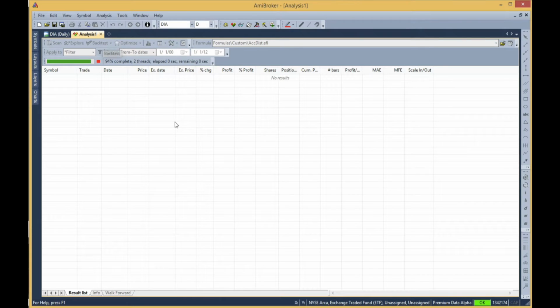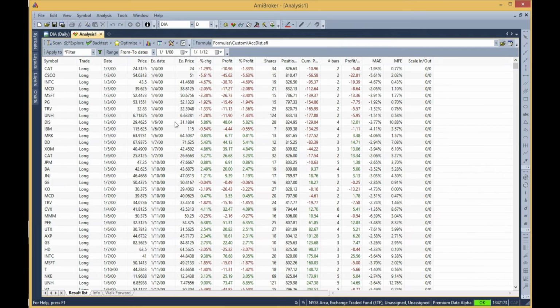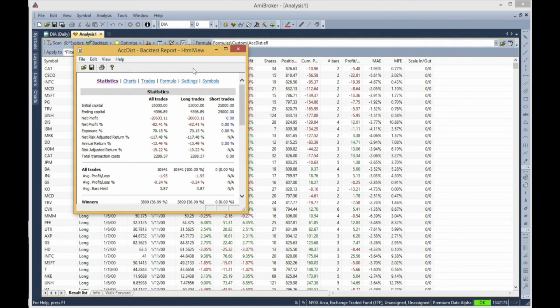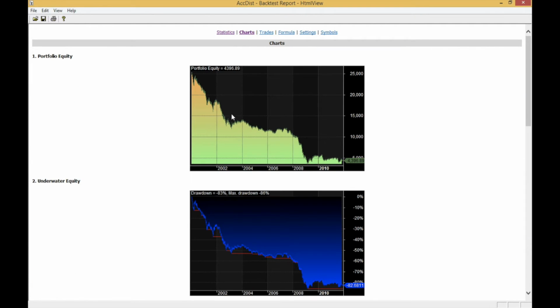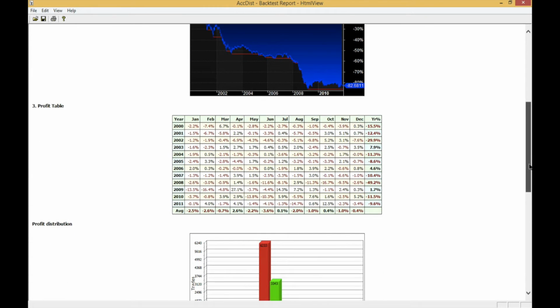As it's backtesting here, I'll say this is AmiBroker, and this is actually happening in real time. It's pretty quick at testing these things. So here we go. Of course, we know it's going to lose, and it does, a lot: 82.41%. Let's look at the chart here. It's just a steady decline with a big fall off a cliff there in 2008.